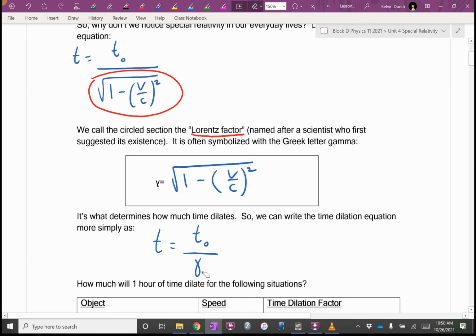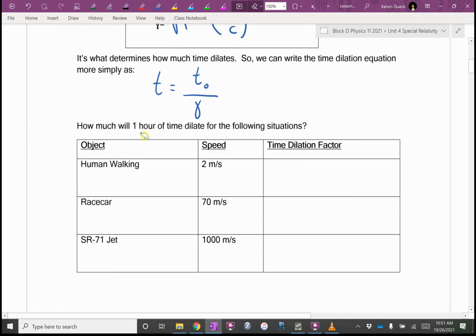But let's look at this. Specifically, let's look at 1 hour of time. So t0 is going to be 1. For each of the following situations, a human walking, so the human is moving, how much slower is time moving for the human walking than for someone at rest?